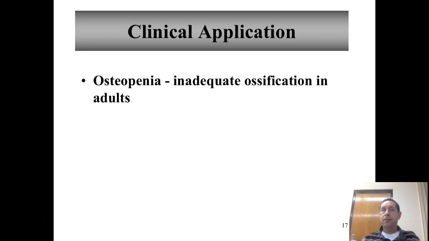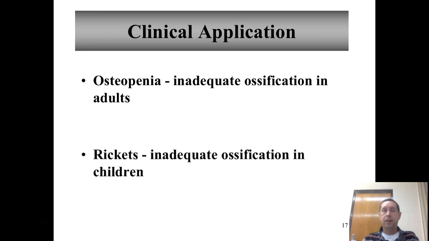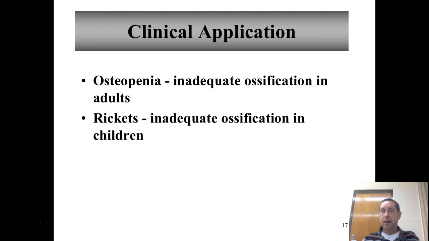Some other problems: osteopenia is inadequate ossification in adults. The bones weaken and they fracture more easily. Rickets, we talked about that prior. It's inadequate ossification in children. Bones become deformed because they're not rigid, and the weight of the body, especially on the legs, causes the bones to bend.